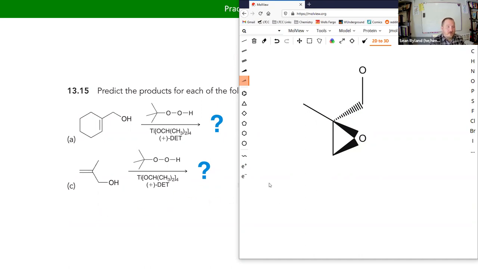This is a very specific reaction. It's very useful for certain people in certain situations. But it also is a way to remind you these are 3D molecules and we need to pay attention to their orientation sometimes when we're making these reactions, when we're drawing our products.